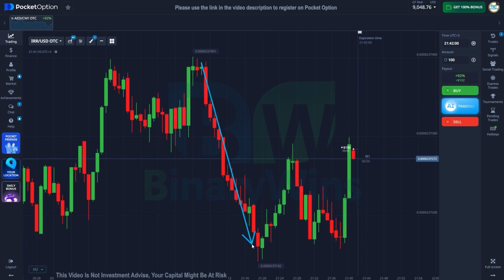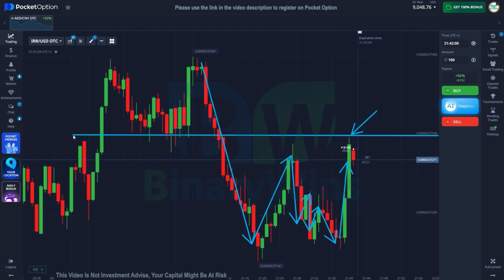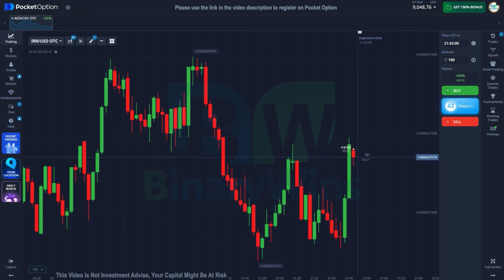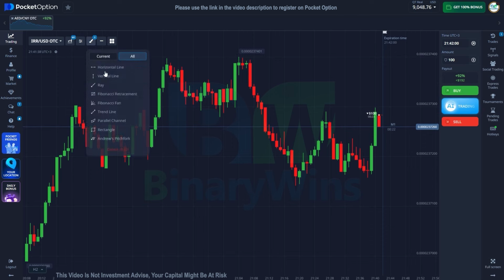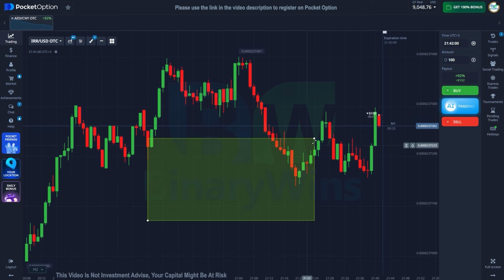If you look, our trend is a downtrend. We have a retracement trend that has received pressure and rejection from the round number level, as well as a strong range and zone.